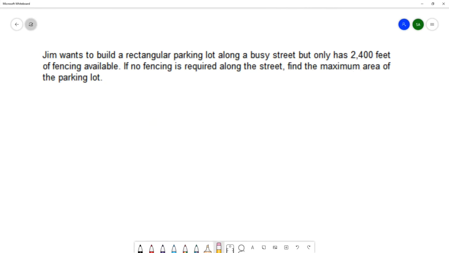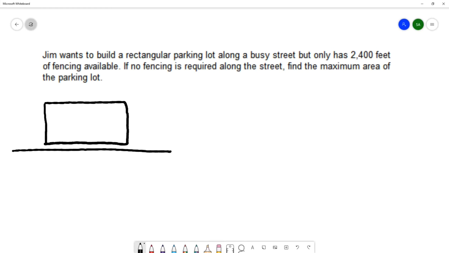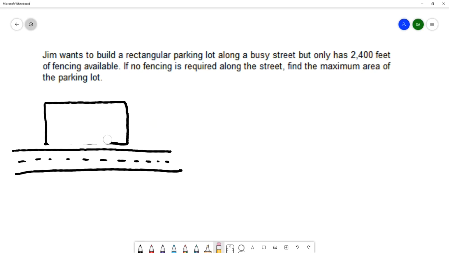So Jim wants to build a rectangular parking lot. I'm going to draw a picture that is along a busy street. So I'm going to put the street here. And it says that he doesn't need fencing along the street. So let's get rid of the fence here. We want to find the maximum area of the parking lot.